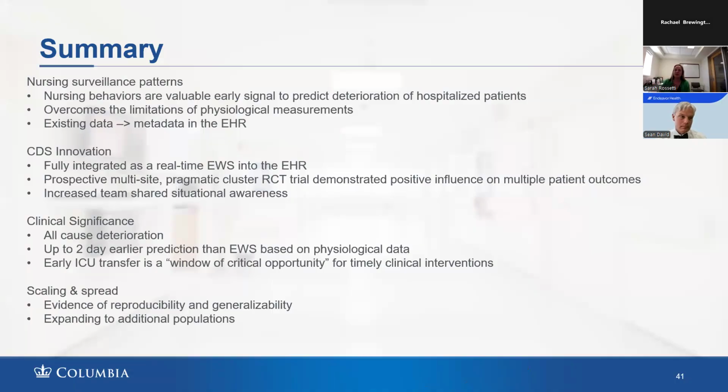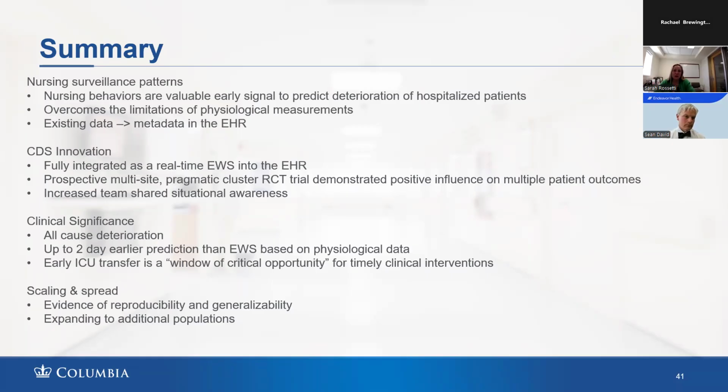So in summary, nursing surveillance patterns are a very useful signal. Nursing behaviors are valuable early signals to predict deterioration of hospitalized patients, to overcome the limitations of physiological measurements. We're able to use existing data. The Concern model doesn't ask nurses to document any additional data points. We fully integrated this as a real-time early warning score and did that trial with a very clear intervention, increasing team shared situational awareness.